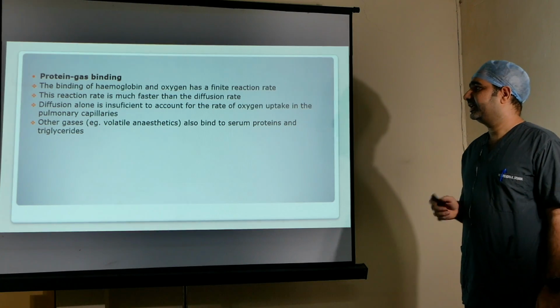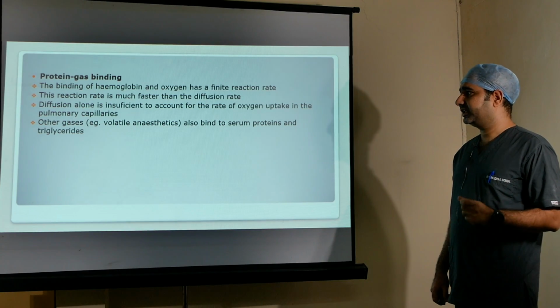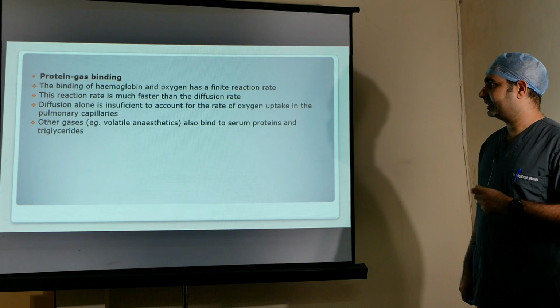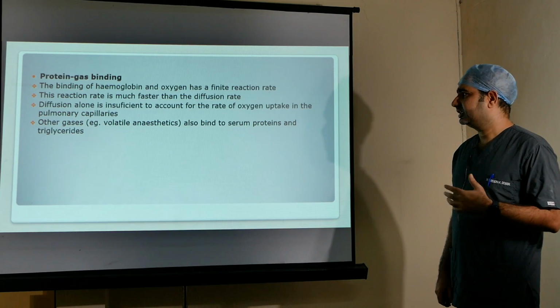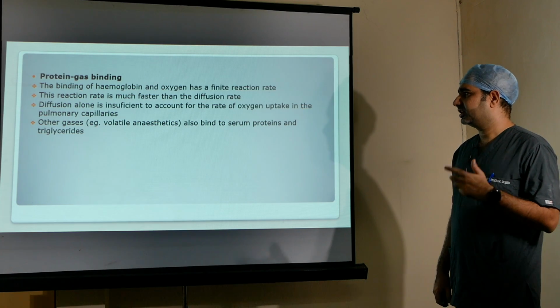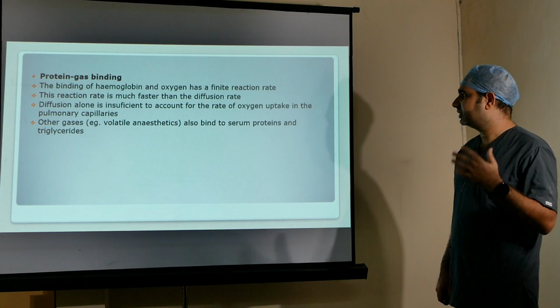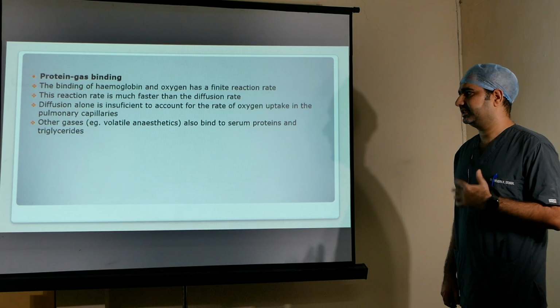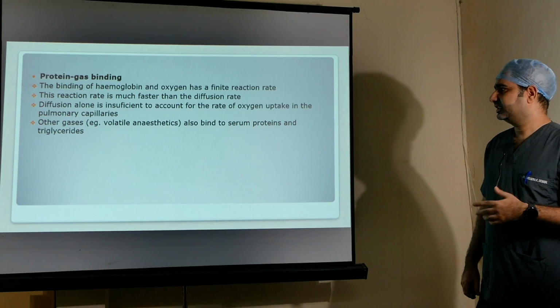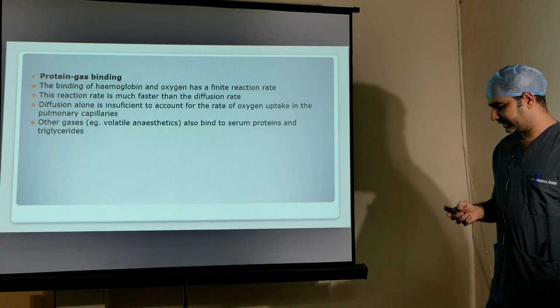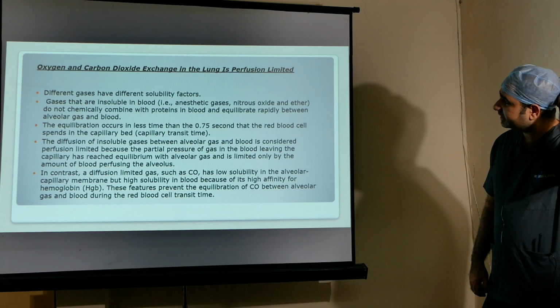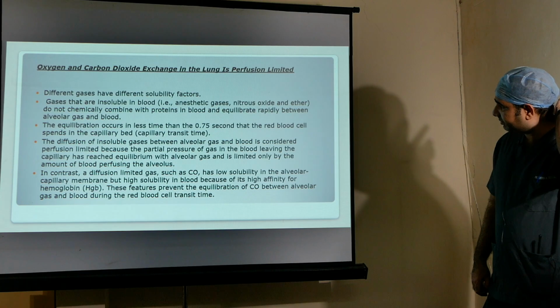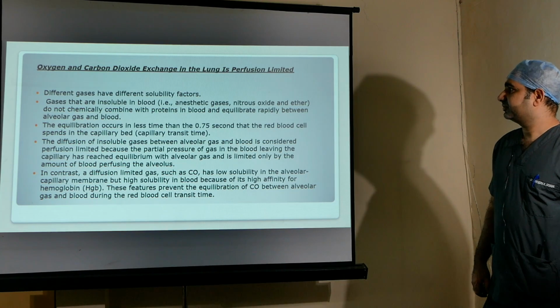Now, protein gas binding. The binding of hemoglobin and oxygen has a finite reaction rate. This reaction rate is much faster than the diffusion rate. Diffusion alone is insufficient to account for the rate of oxygen uptake in the pulmonary capillaries. Other gases like volatile anesthetics also bind to serum proteins and triglycerides. Now, oxygen and carbon dioxide exchange at the alveolar capillary membrane in the lung is perfusion limited.